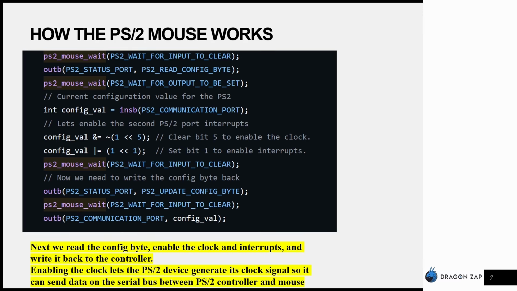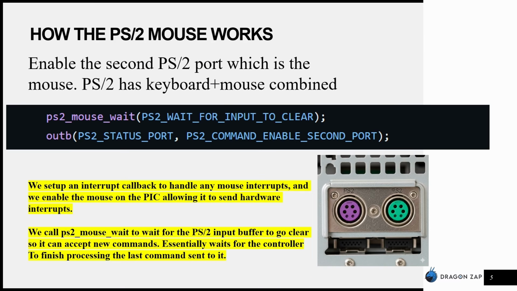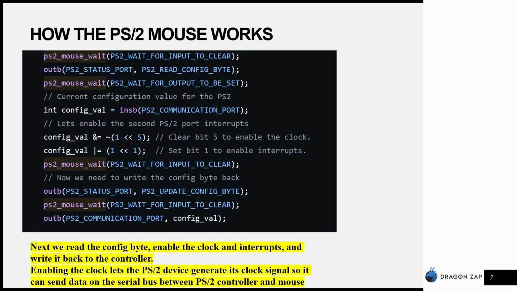The next step, guys, after we have enabled the status port, is to read the configuration byte. How do we do that? Well, we send the command to the status port, read config byte, and then we wait for the output to be set. Once the output is set, we read the configuration value. So you can see how this works, right? We send a command to the controller, and we wait till the output is ready. When the output's ready, we can read from the output. That's what we're doing, guys.